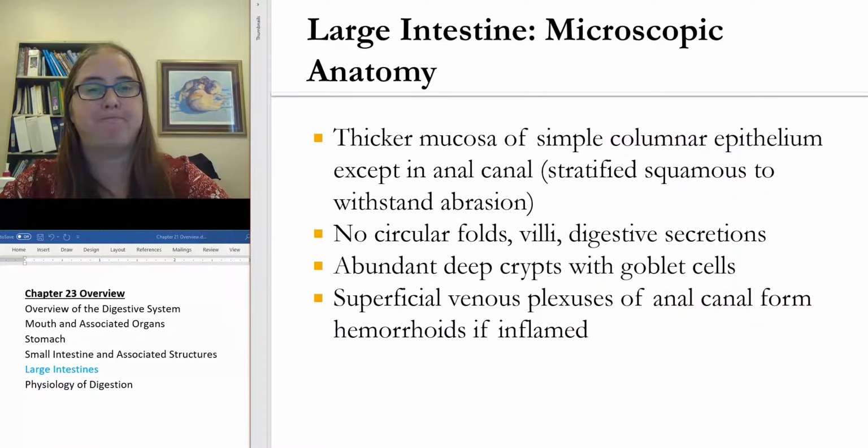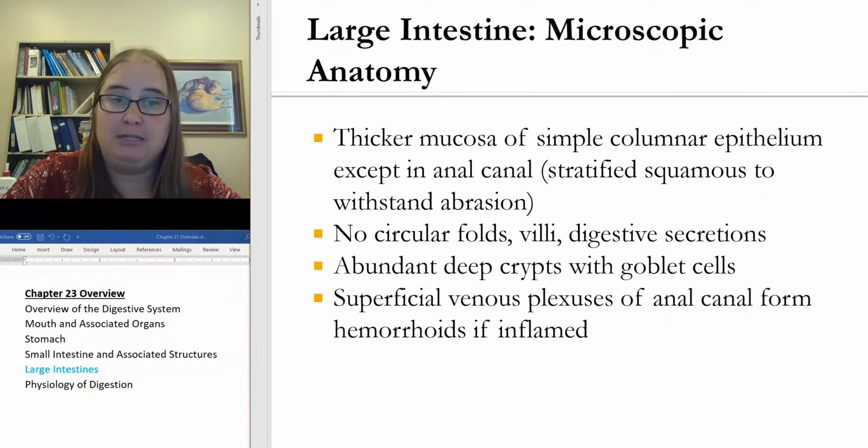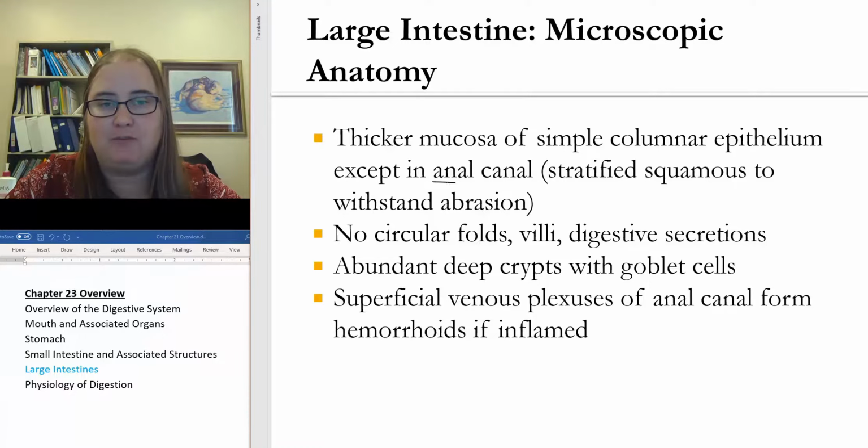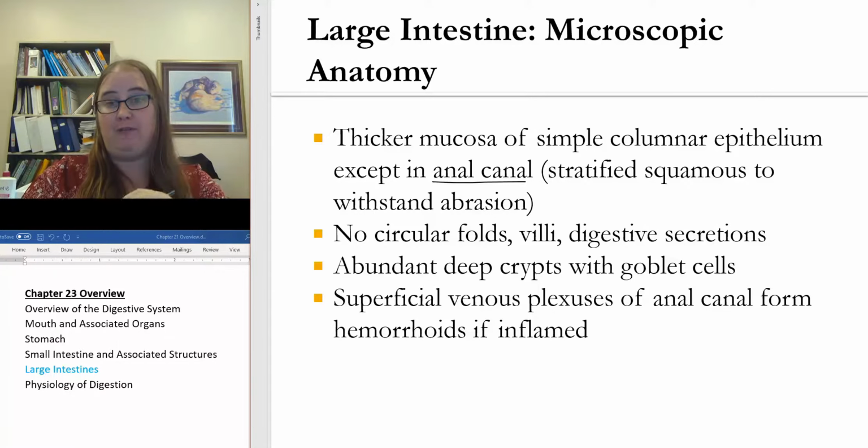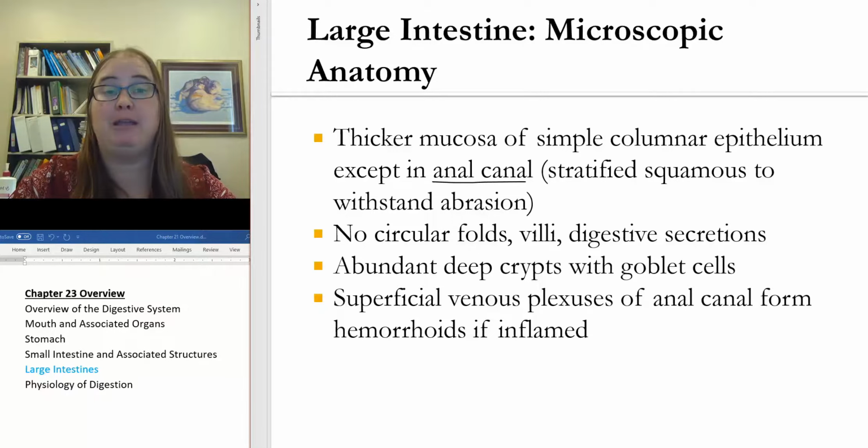So the large intestine has a very thick mucosa. It's a simple columnar epithelium, with the exception of the anal canal, where we see a stratified squamous epithelium. Just like the oral cavity and the esophagus, those areas are subject to abrasion, and so is the anal canal, so it is made up of a stratified squamous epithelium.